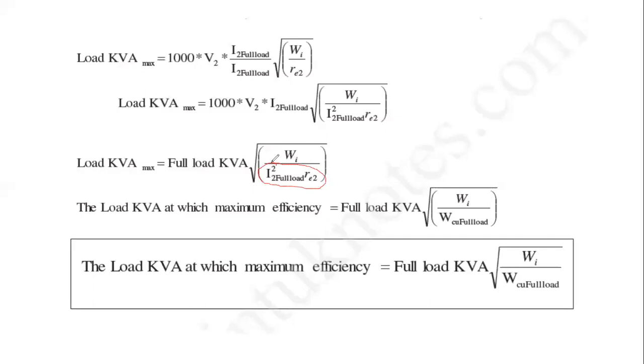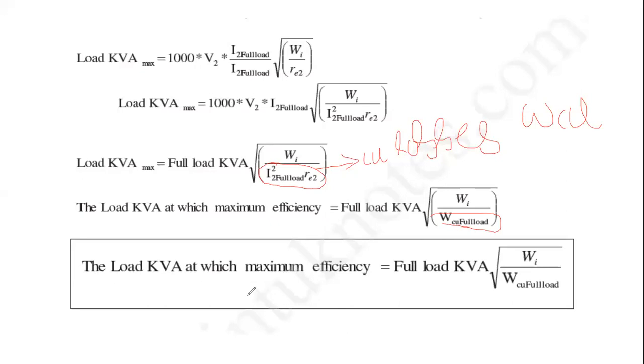Therefore, I2 square full load RE2 is the copper losses, that is WCU full load. We are substituting I2 square full load RE2 with WC full load.